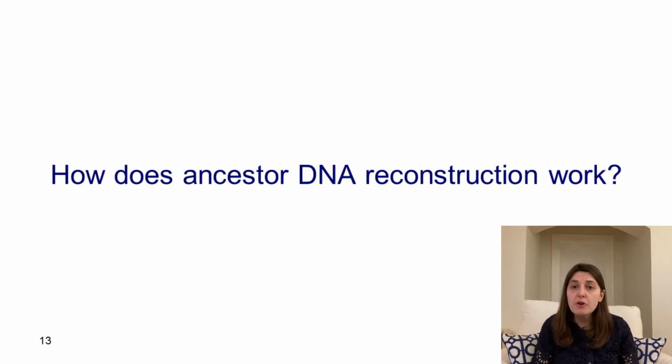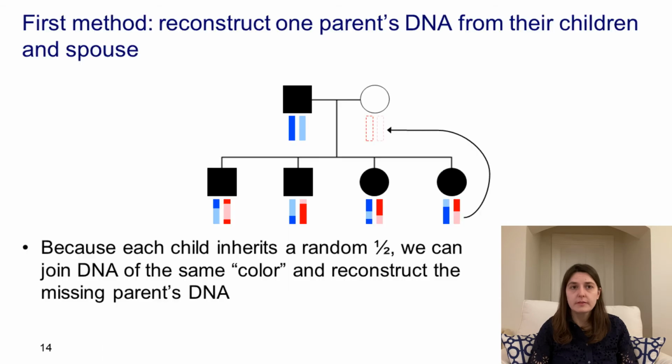So now that we've motivated ancestor DNA reconstruction, let's talk about how it works. So we'll talk about two basic approaches for doing this. In the first, we have data for one parent and some number of children, and we want to reconstruct the DNA of a missing parent.